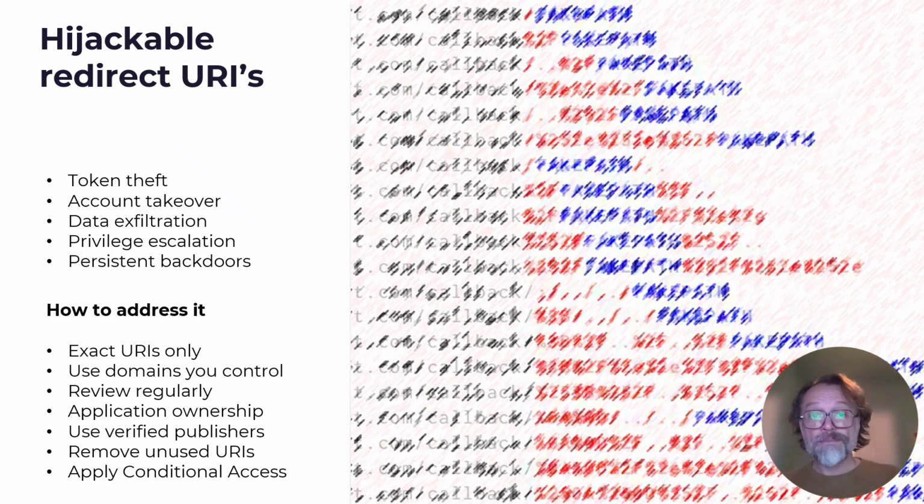No unused development URLs, no test subdomains. And you should use domains you control. Ensure redirect URIs point to domains under your ownership and are HTTPS secured. And review regularly. Periodically audit registered applications in the Entra Admin Center.